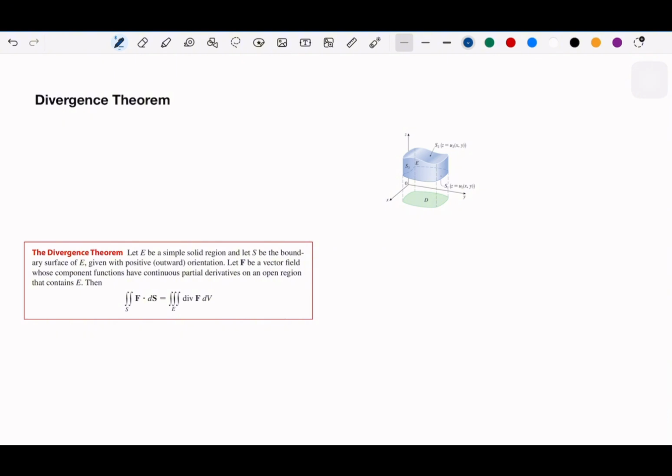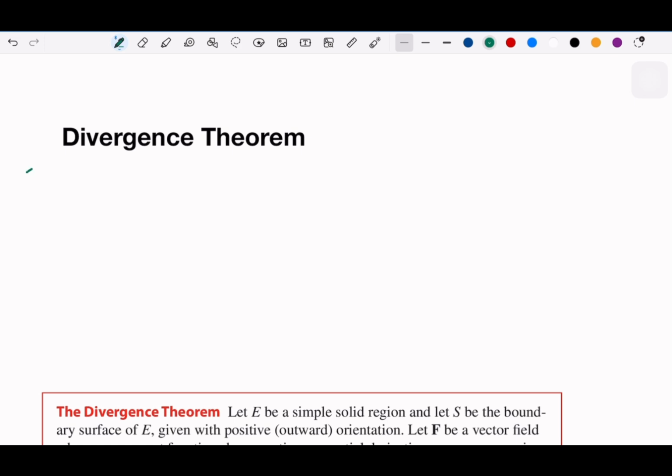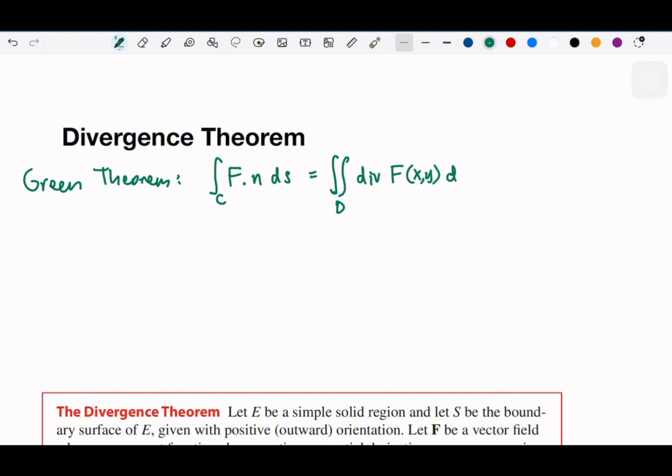So the important thing here is in Green theorem, if you remember, we have a connection between the line integral of f dot with the normal vector n, integrating with respect to s, and basically we can write this in terms of the double integral over region D of the divergence of f. And f is a vector field. So the line integral becomes the double integral over the area D.